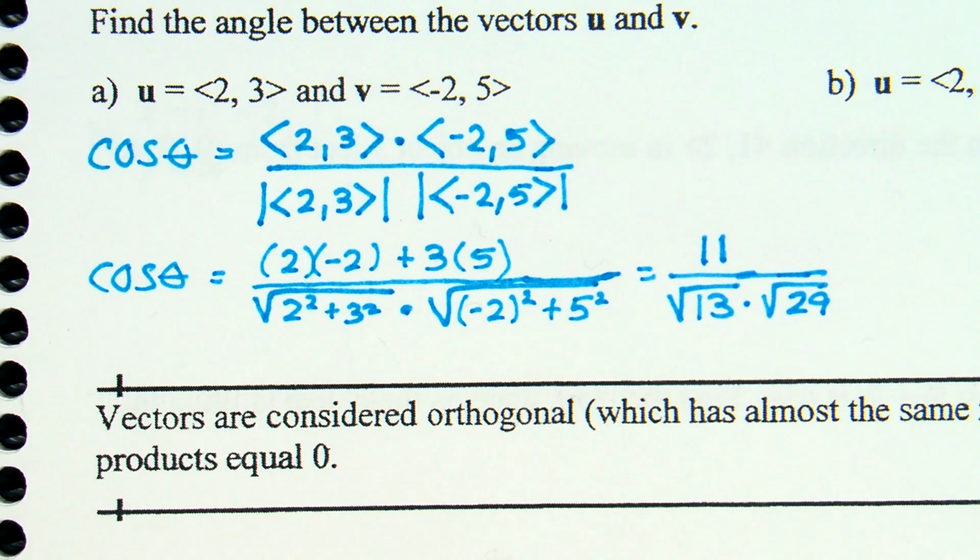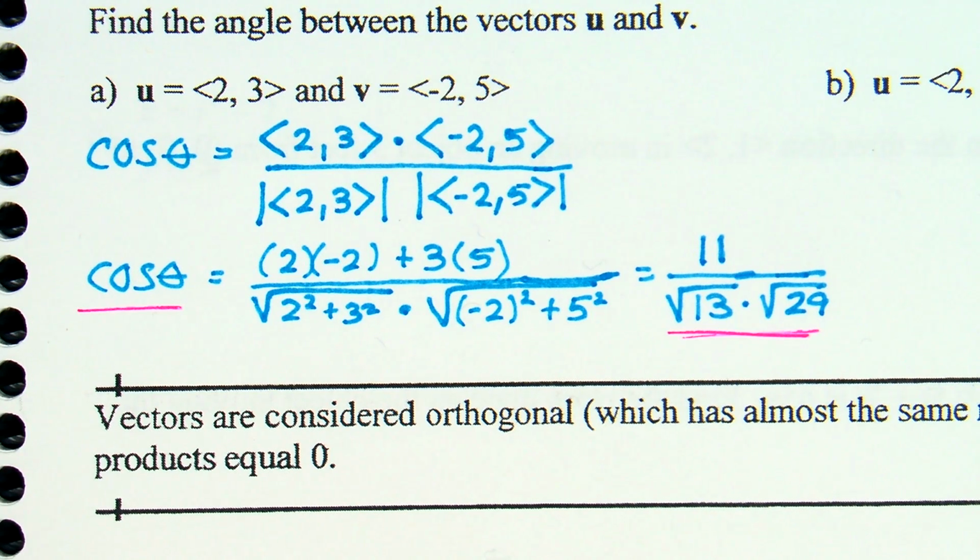Okay, so at this point, you guys got the 11 over square root of 13 times square root of 29? Realize that lovely fraction there, right? 11 over square root of 13 times square root of 29 is equal to the cosine theta I started off with, correct? I'm trying to solve for what? Theta. How do we solve for theta?